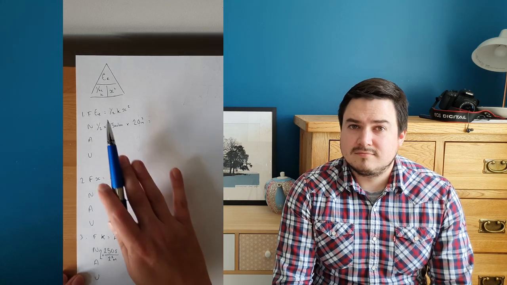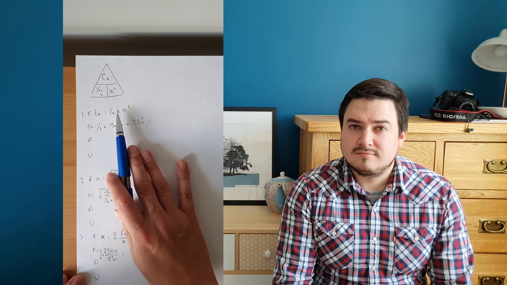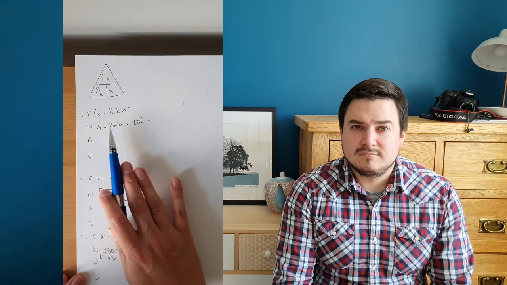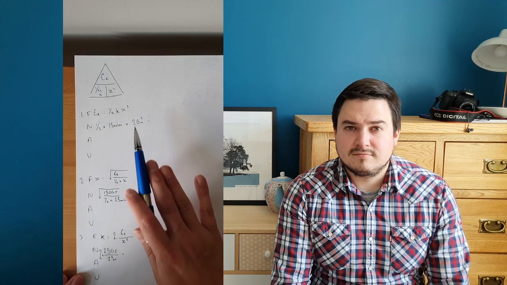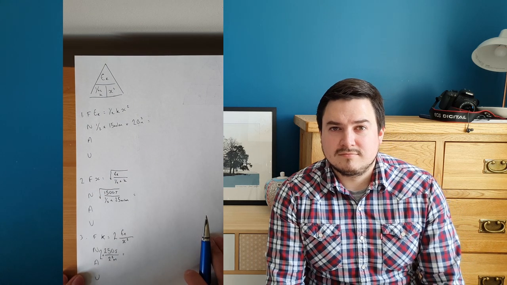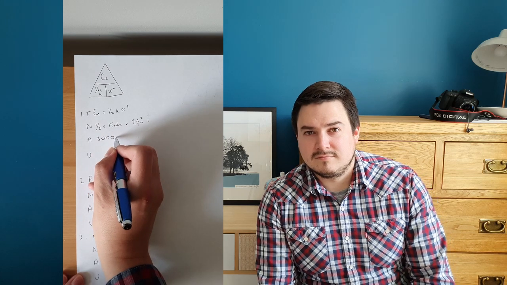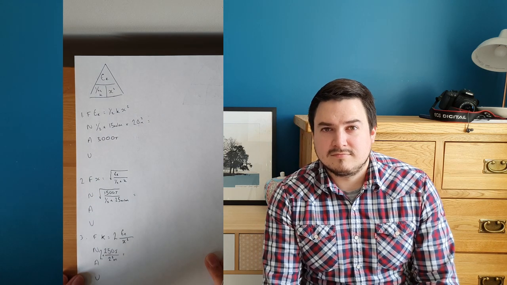First one then was calculating the elastic potential energy, and that's going to be half times the spring constant times the extension squared. So I've done half times 15 newtons per meter times 20 squared meters. The answer to that would be 3,000 joules if I did that on my calculator. That shouldn't be too difficult.